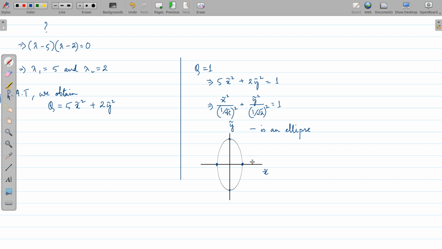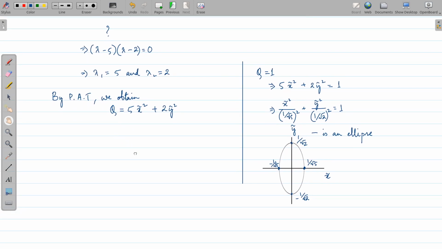You can work this out for yourself. So x tilde is equal to 1 by root over 5, because if I put y tilde equal to 0 at this point, then x tilde is going to be equal to 1 by root over 5, and on this side x tilde will be equal to minus 1 by root over 5. Here y tilde will be equal to 1 by root 2, and here it will be minus 1 by root 2. So this is how the ellipse is going to look.